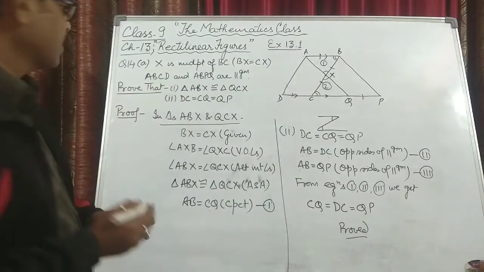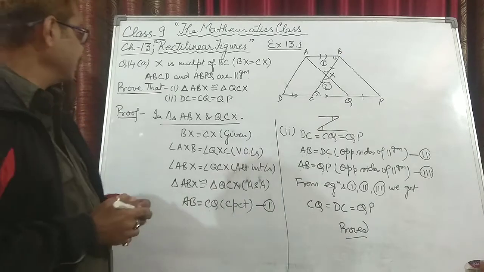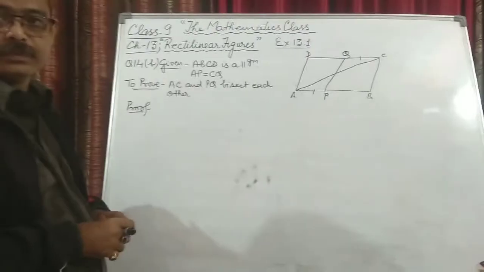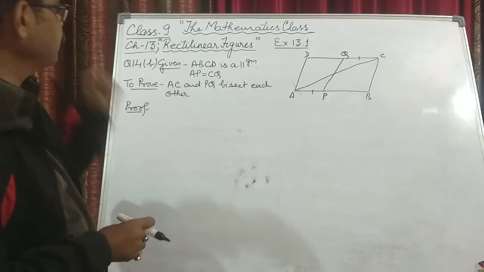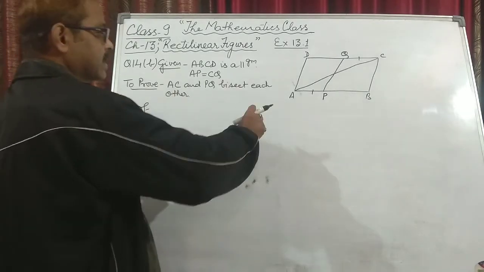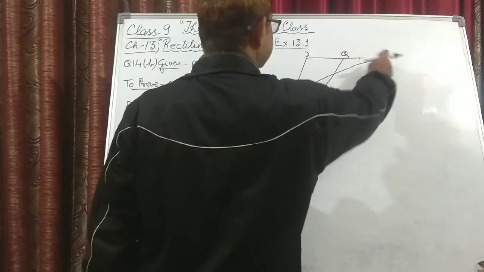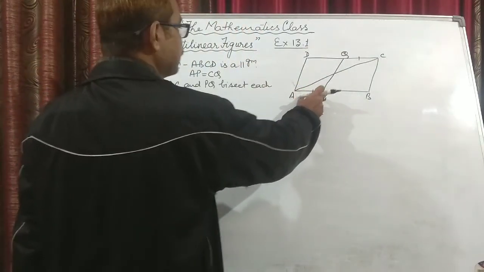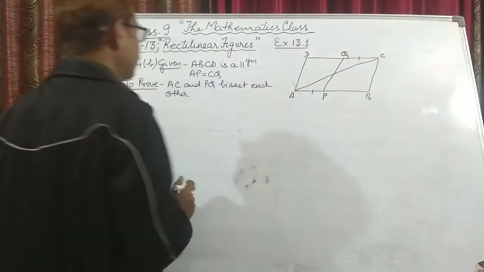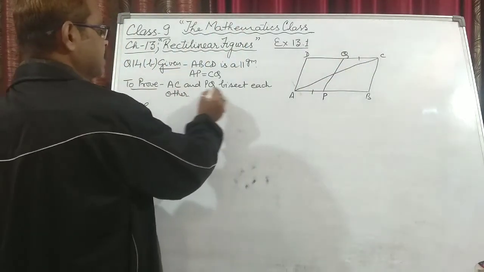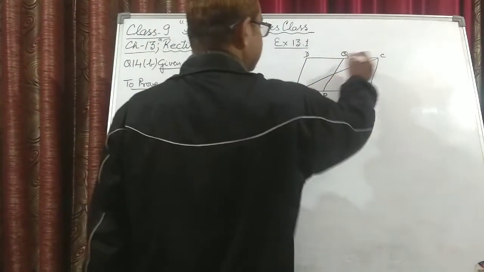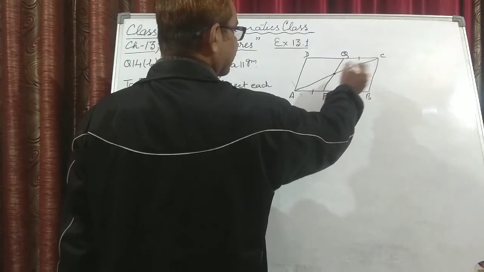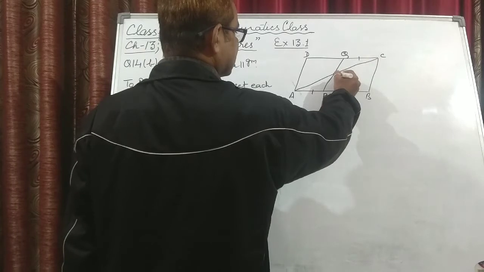So now we move on to question 14, B part. They say in the given figure ABCD is a parallelogram and AP and CQ are equal, and we have to prove that AC and PQ bisect each other. This is AC and PQ. Let us say that they intersect each other at point X or M.